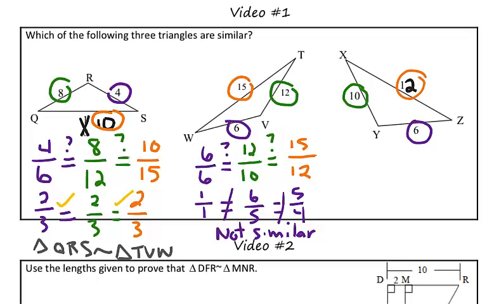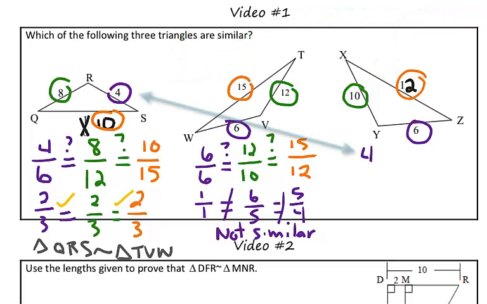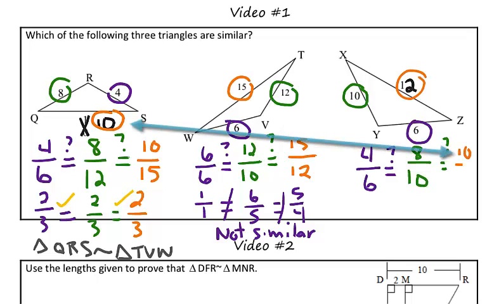Last but not least, we have our first triangle and our last triangle. So taking a look at our smallest side lengths, we have 4 over 6. Is that equal to 8 over 10? And is that equal to our longest side length of 10 over 12?